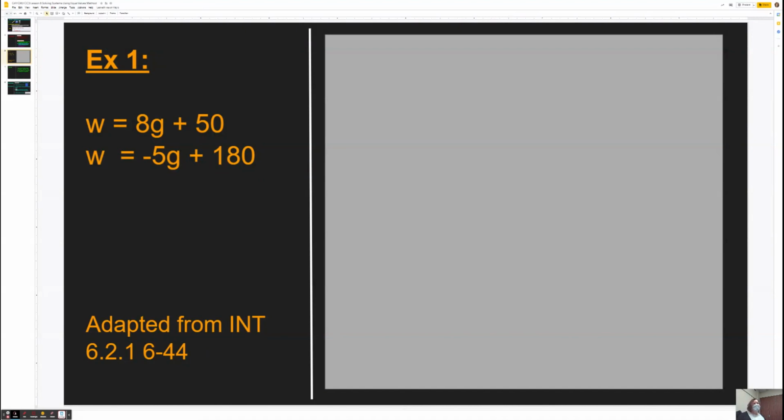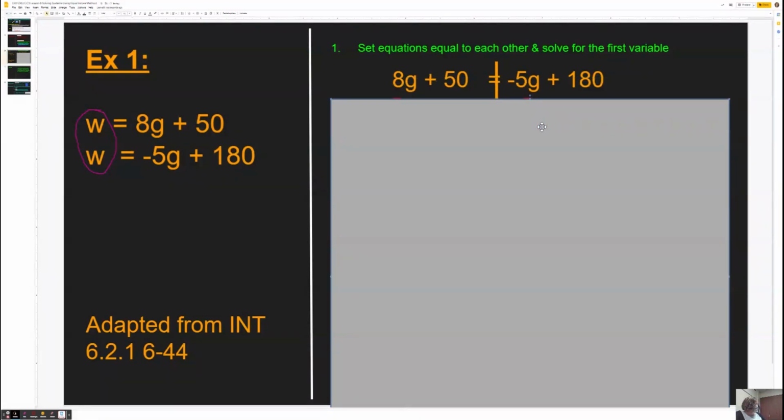So as step number 1 said, we're going to set those two equations equal to each other, because as we look right here, they both start with the W. Because they both start with that exact same letter, we can take negative 5G plus 180 and put it in place of W. We're setting them equal to each other. So here on the left-hand side, I've got 8G plus 50 equals negative 5G plus 180. All I did was take one of those W's out and replace it with that 8G plus 50.